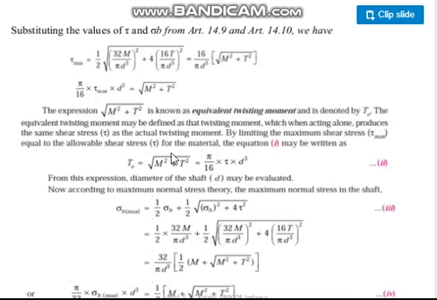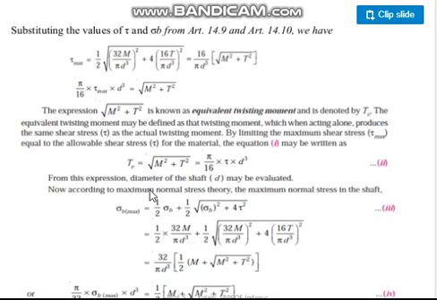By limiting the maximum shear stress, tau maximum, equal to the allowable shear stress for the material, equation 1 may be written as T equivalent equal to square root of M square plus T square. That is, T equivalent is pi by 16 tau d cube. Simply, instead of T equal to this, now we are saying Te is equal to this. That's what we are saying.